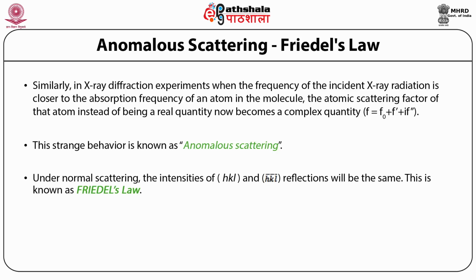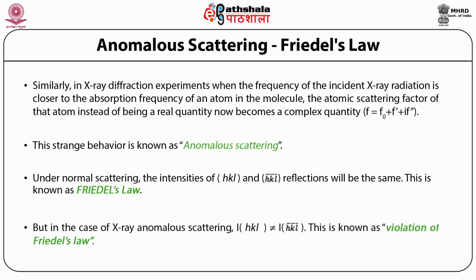But near this absorption frequency, the atomic scattering factor little f becomes the normal scattering factor f naught plus a correction f prime in the real part, which is usually negative, plus i f double prime. So f double prime is a positive value. Now i is coming, so it is a complex quantity. This is why it is known as anomalous. This strange or anomalous behavior is known as anomalous scattering.